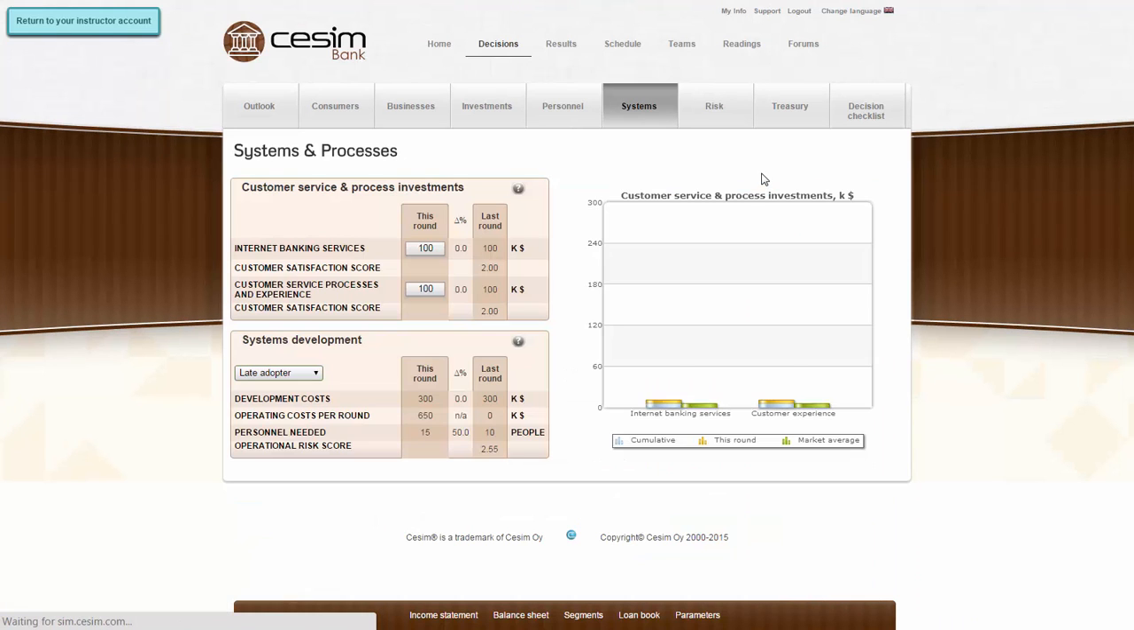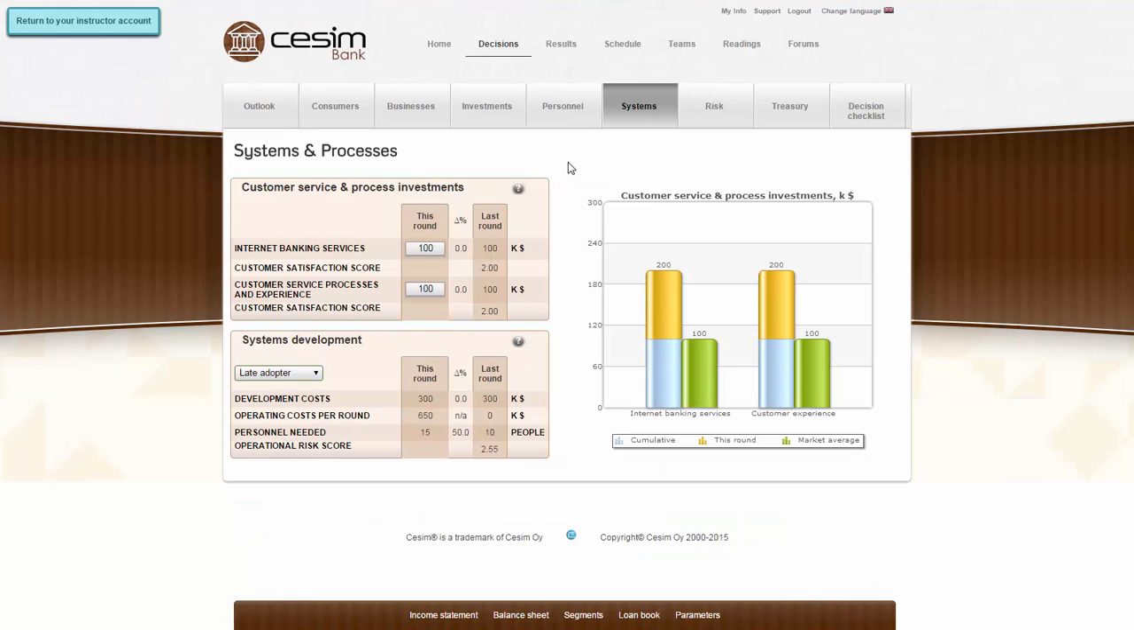Now systems is actually an optional module, but in this case it's enabled, and we decide how much we invest in the development of the internet banking services, how much we invest in the development of the customer service processes, plus we also decide what kind of approach we have to the systems development. And all these different decisions have their impact on the demand, and they should be taken into account when we design the strategy for our banks.